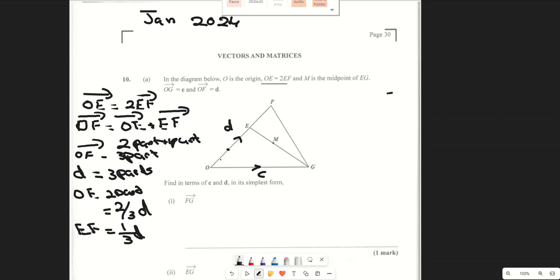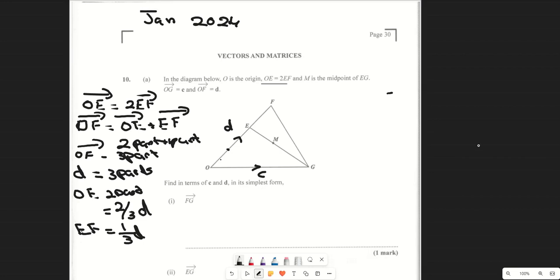So they said to find FG. Now, when we look at this, this has nothing to do with this. This is just me dissecting. The second part will say M is the midpoint of EG. What do I mean by that? That just means that EM is found in the middle of EG. So when we find the vector for EG, then we'll do that. But let's just look at this.